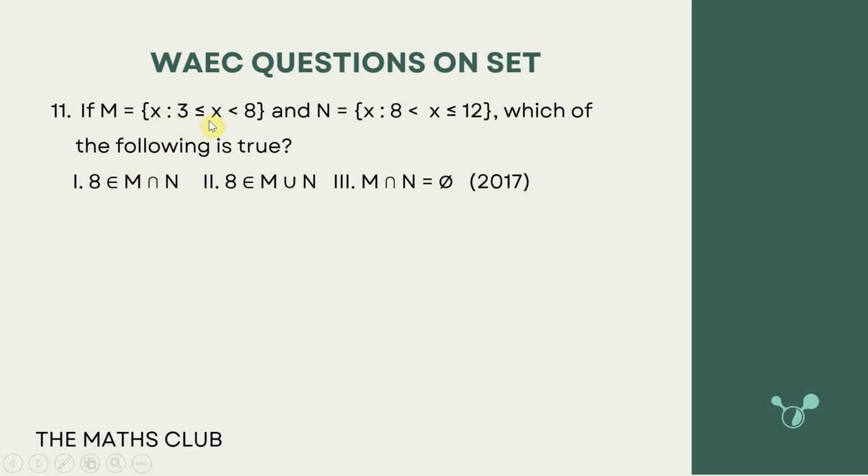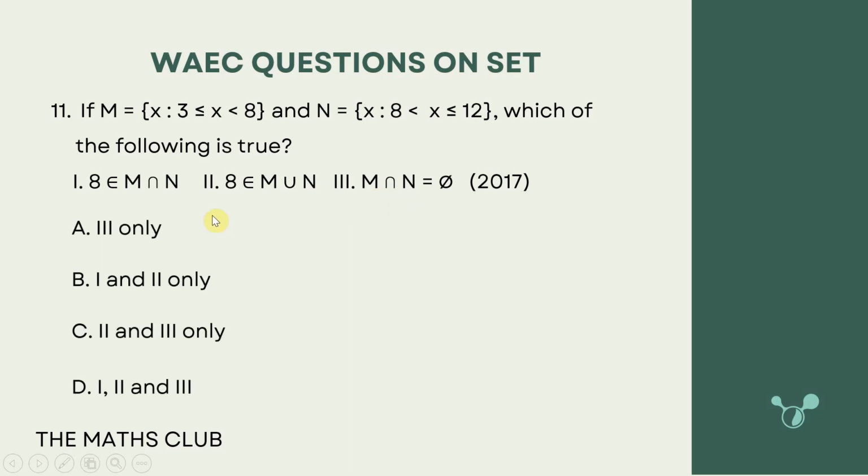Now the next question is saying that M is a set which contains x elements, and the x elements are between 3, you can see it is inclusive here, so 3 is part of it, up to 7. The reason I didn't include 8 is because there's no equal to here, so from 3 to 7. Then N is from 9 to 12. Which of the following is true? 8 is a member of M intersection N, 8 is a member of M union N, and M intersection N is equal to null. Let's see what the options will be. It will be something like this. Pause the video and try it out yourself.